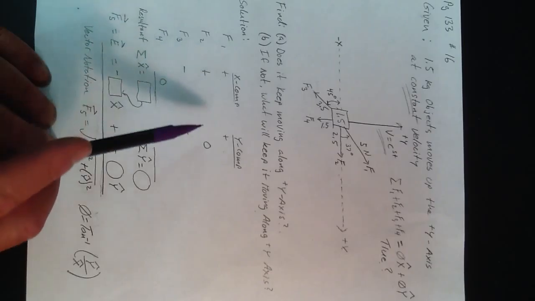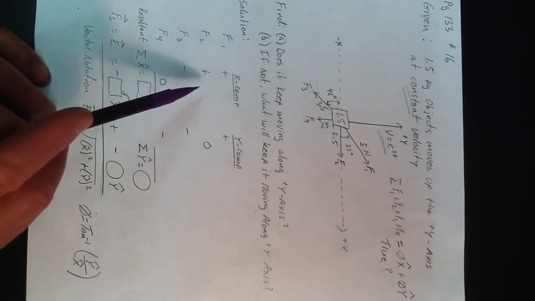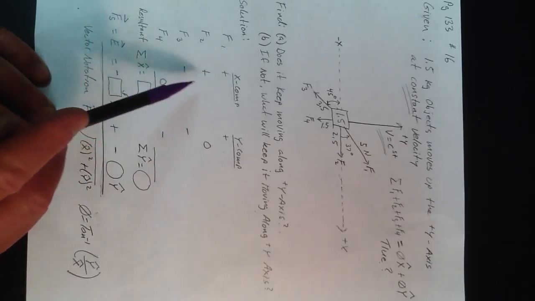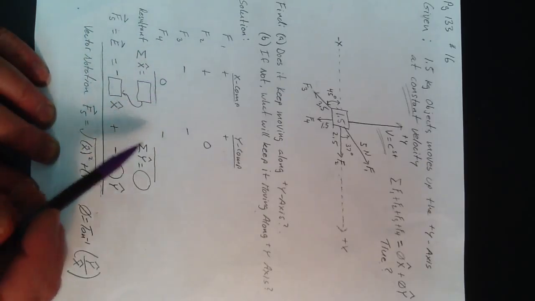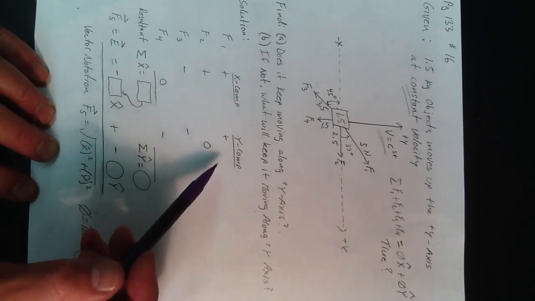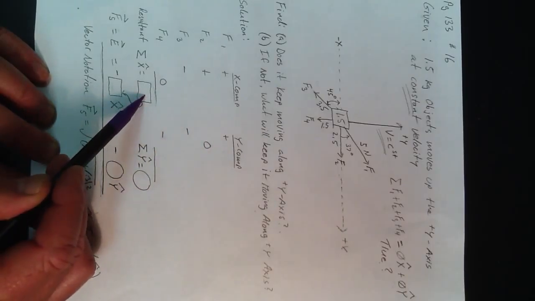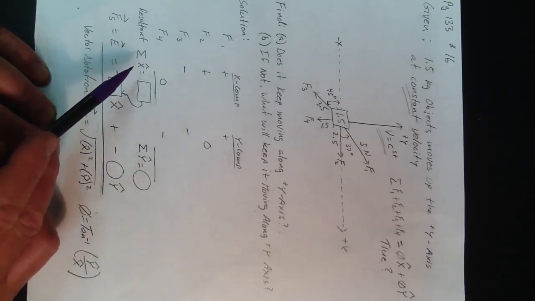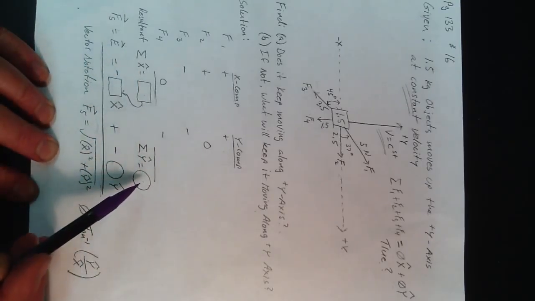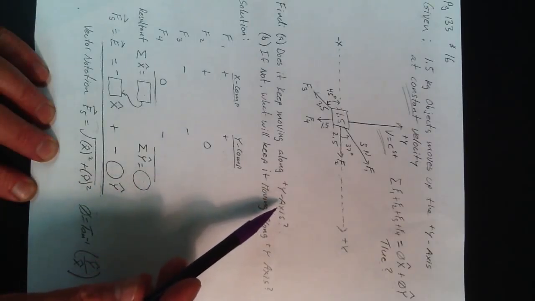Notice I put the sign of each one of the components here. Here's a first quadrant vector. Here's a third quadrant vector, etc. Use your sine and cosine functions appropriately and sum up all the pieces here and here. This is going to be our resultant. Now, if this piece and this piece are 0, then it's in equilibrium. Its motion is not going to change.